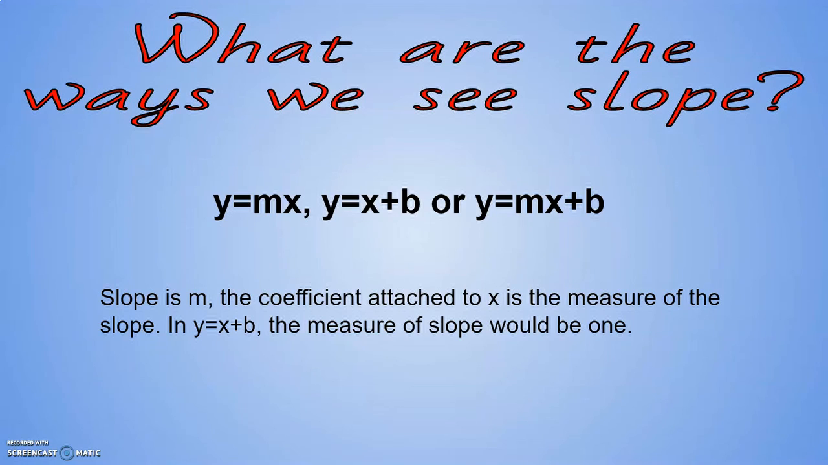In y is equal to x plus b, we see there's no m. We just have x, which means our slope is going to be 1.